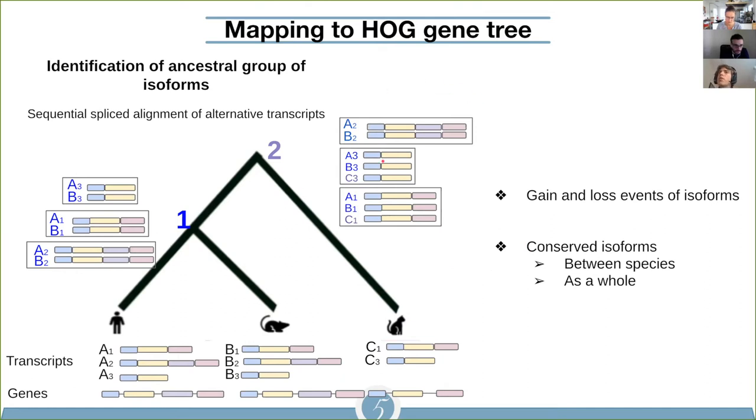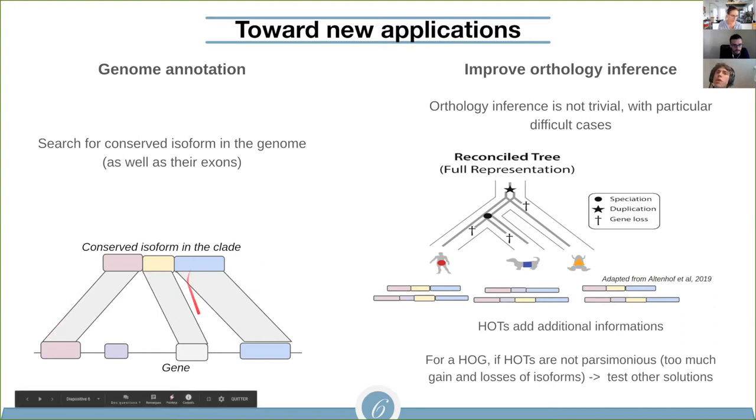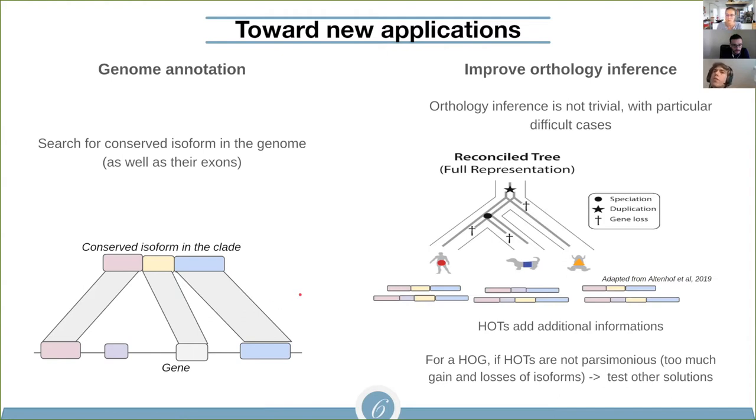So with that, we have the evolutionary story of alternative transcripts, and we can move toward new applications. It could be used for genome annotation, because if you know what the conserved isoform in a clade is, you could look into a new genome of a species in this clade, hypothesizing that the conserved isoform is also present. So you look for the exons and even make the hypothesis that the isoform exists.